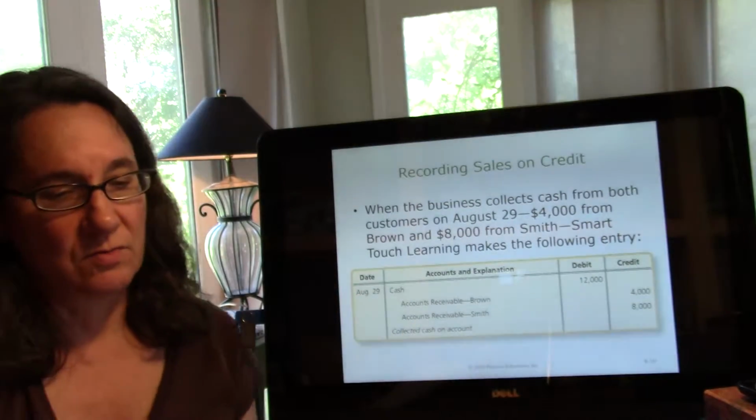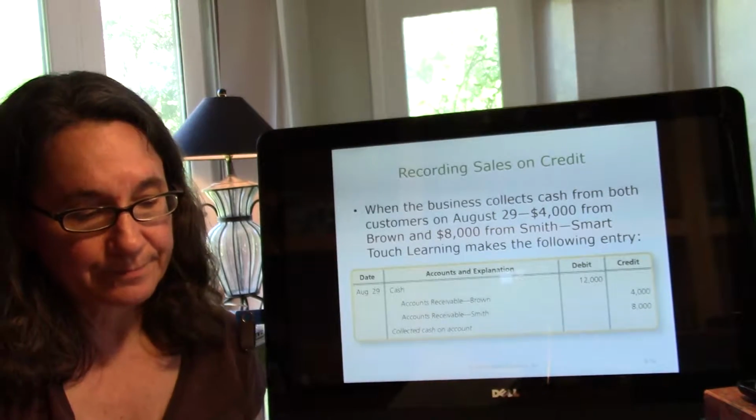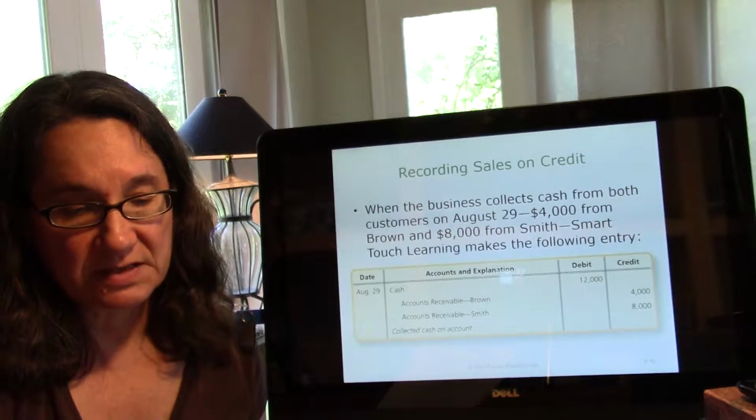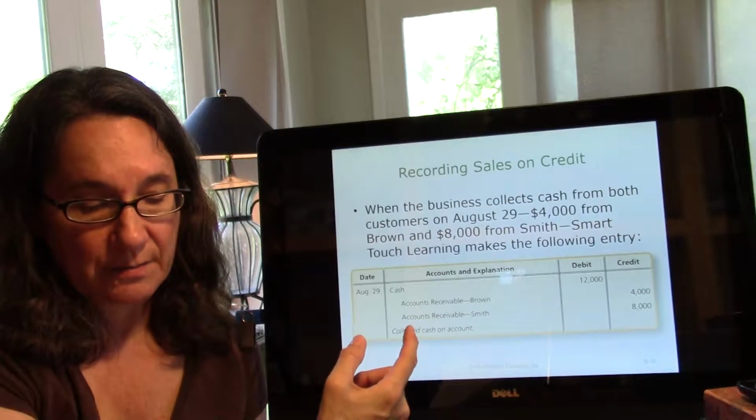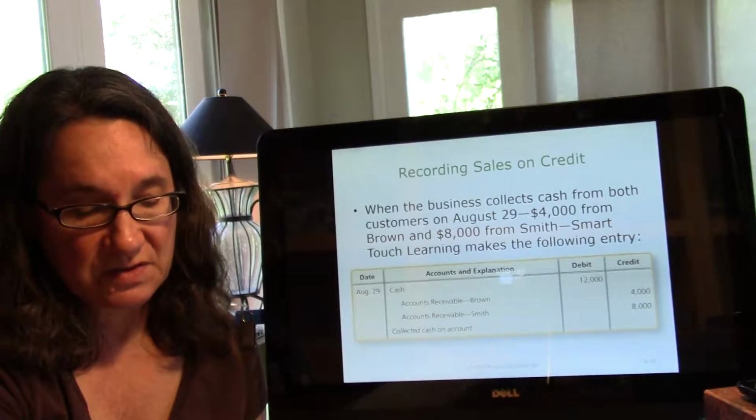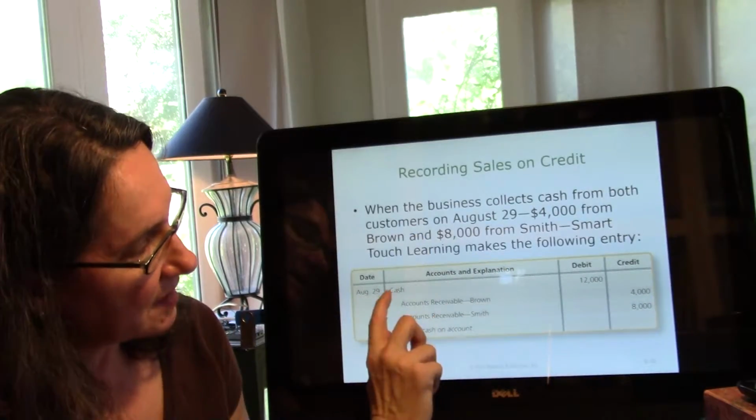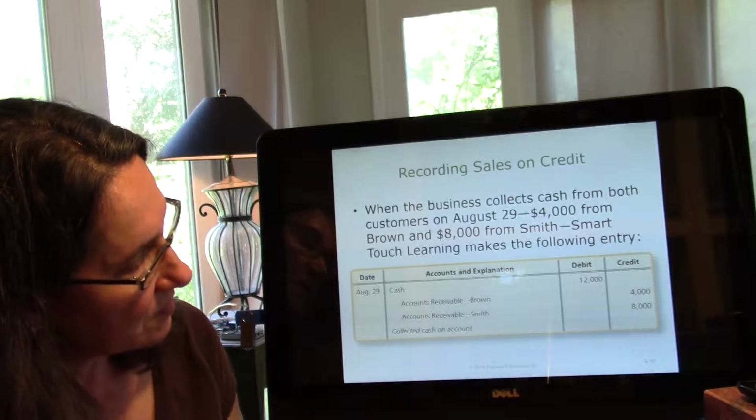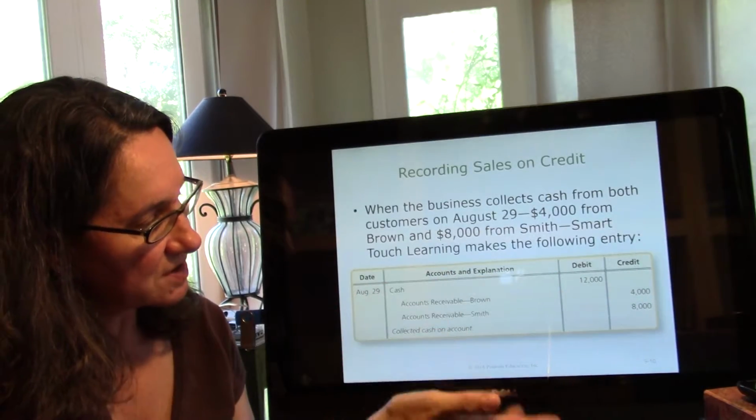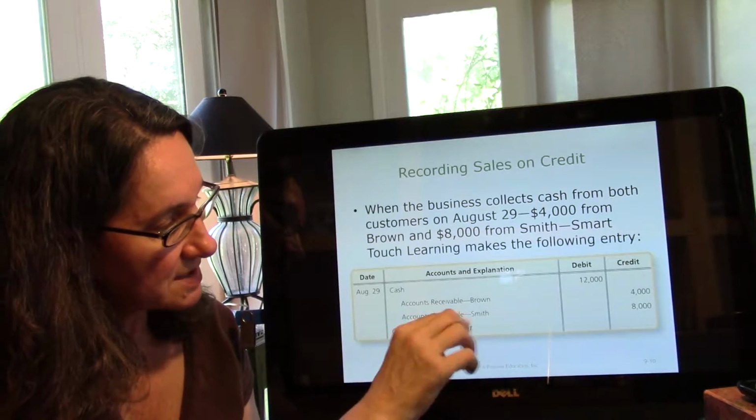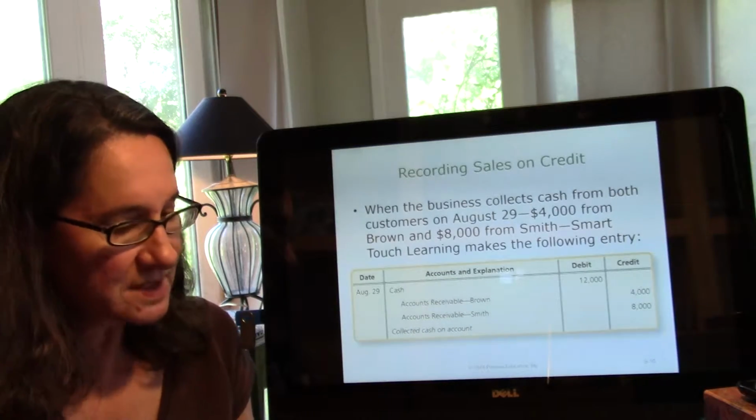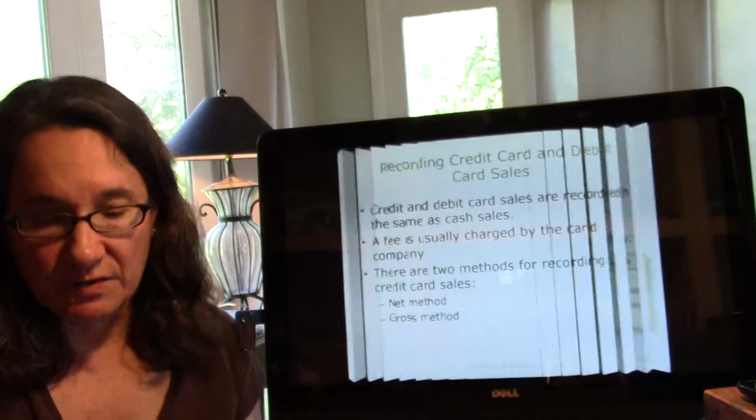All right, so recording sales on credit. When the business collects cash from both customers on August 29, 4,000 from Brown and 8,000 from Smith, Smart Touch Learning records the payments in a journal and posts the entries to the accounts. So here's the journalizing. Cash came in 12,000. Accounts receivable Brown, accounts receivable Smith, right? Your debit for the cash increasing, and these two assets decrease, so they get the credits. All right, so there you go. So that's how you post that payment using subsidiary accounts.